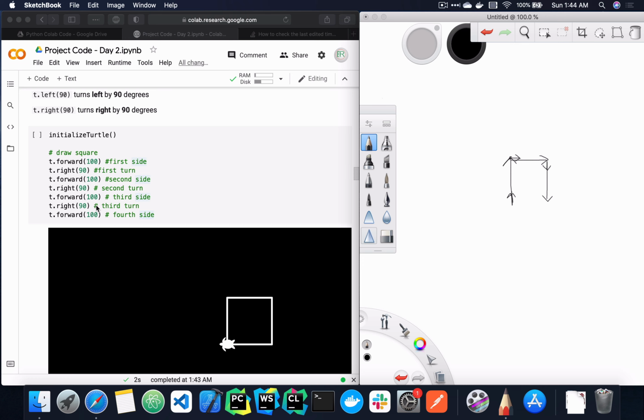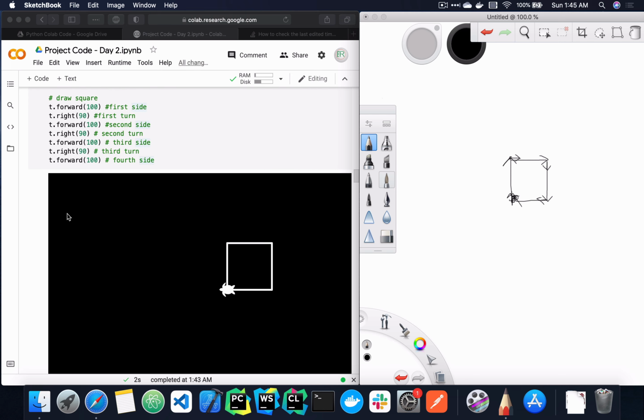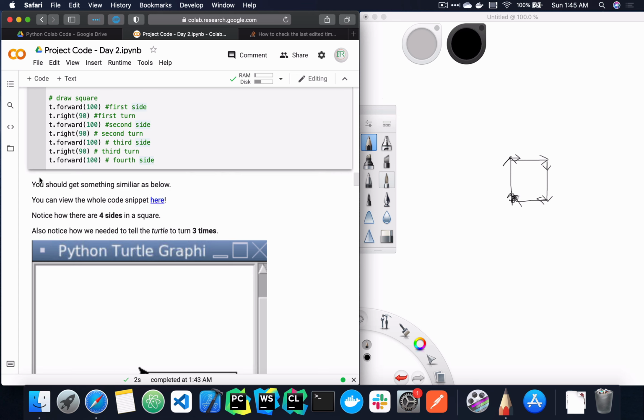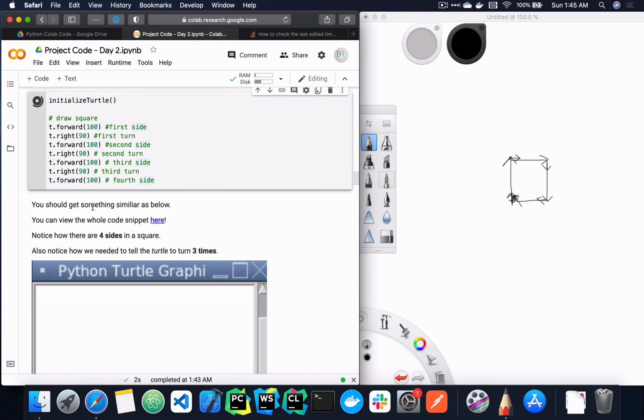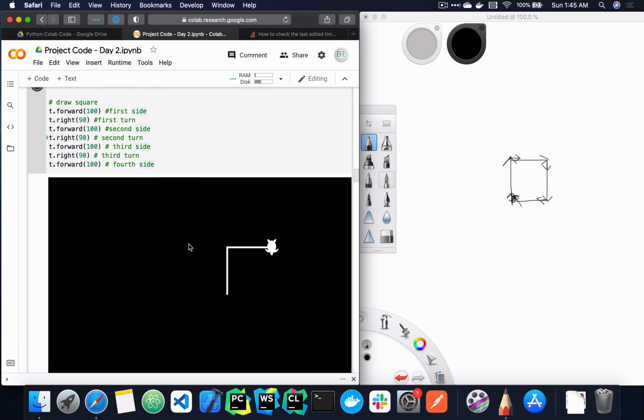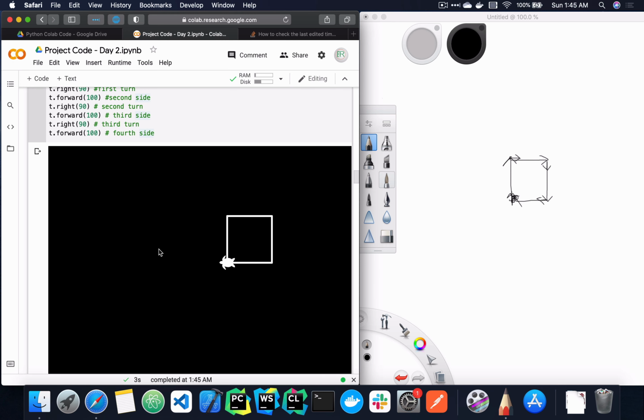Lastly, we'll do our last and final turn. We're turning 90 degrees clockwise again, so now we'll be facing this part. Then we'll just extend by 100 pixels to complete the square. This is where we end off, which is also where the turtle ends off. You can see how this works by running this piece of code. It will be exactly the same as how we visualized.